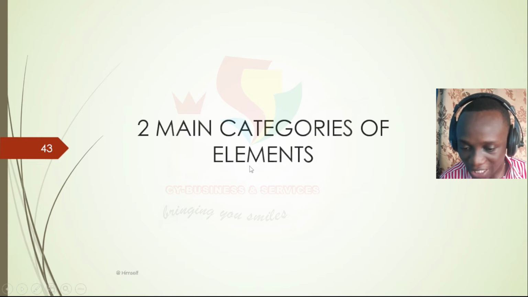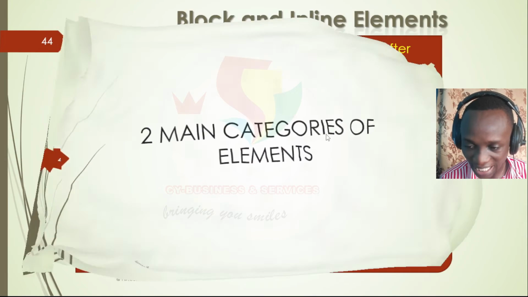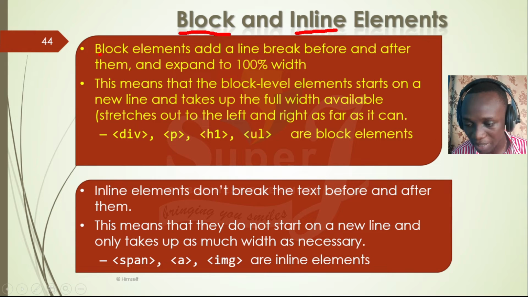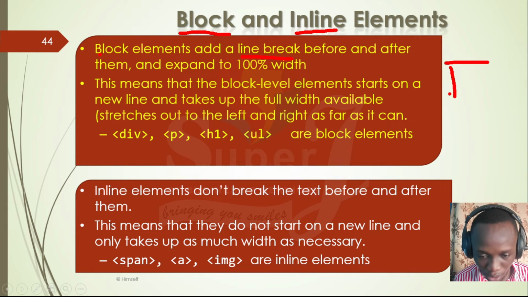Now, there are two categories of elements. There are just two main categories of elements. And what are they? The first one is the block element, and the second one is the inline element. If we talk about block elements, they are the ones that will add a line break immediately after them, and so it expands to 100% of your width. So it takes 100% width and then it adds a line break. When we talk about line break, it takes you straight onto a new line. That is what we mean by a line break.